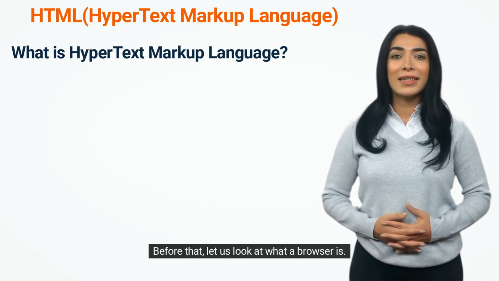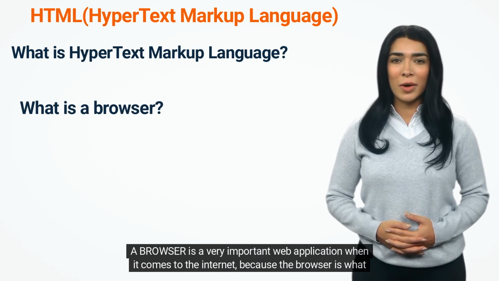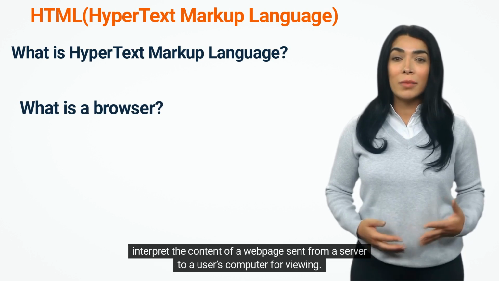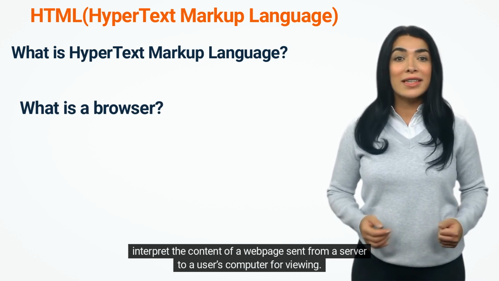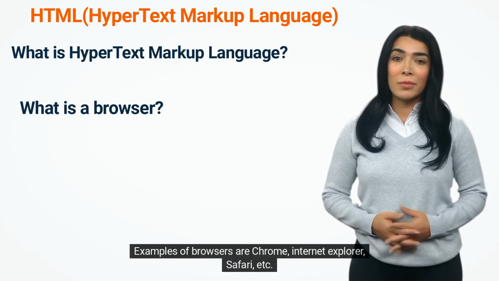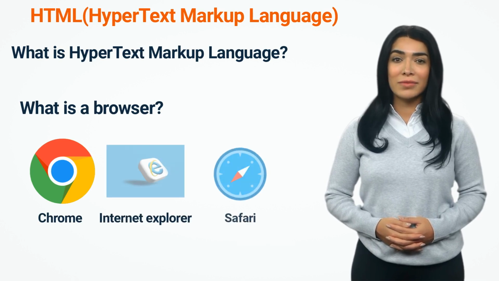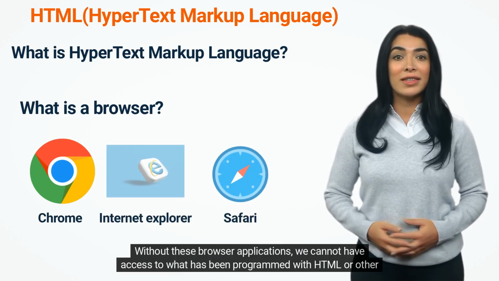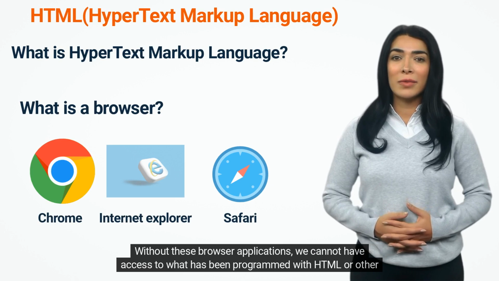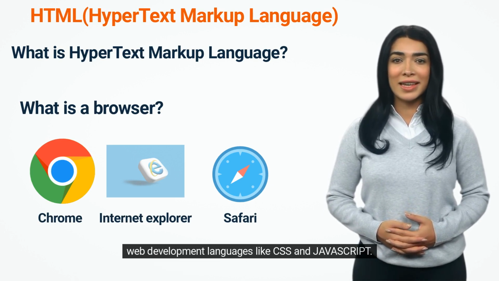Before that, let us look at what a browser is. A browser is a very important web application when it comes to the Internet, because the browser is what interprets the content of a web page sent from a server to a user's computer for viewing. Examples of browsers are Chrome, Internet Explorer, Safari, etc. Without these browser applications, we cannot have access to what has been programmed with HTML or other web development languages like CSS and JavaScript.